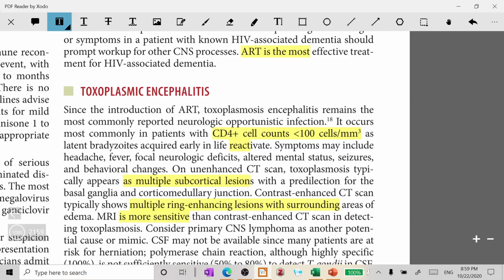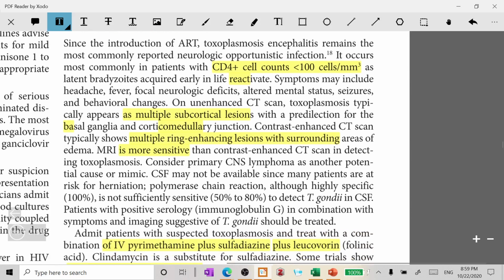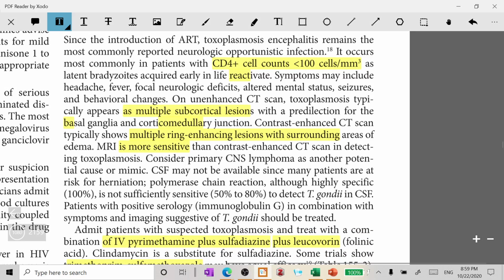The symptoms might include headache, fever, and focal neurological deficits. The patient might have altered mental status or seizures and some behavioral changes. On unenhanced CT scan, toxoplasmosis will look like multiple subcortical lesions with a predilection for the basal ganglia and corticomedullary junctions. The CECT, the contrast enhanced scan, will show multiple ring enhancing lesions with surrounding areas of edema. The MRI is more sensitive in detecting toxoplasmosis than the CECT.